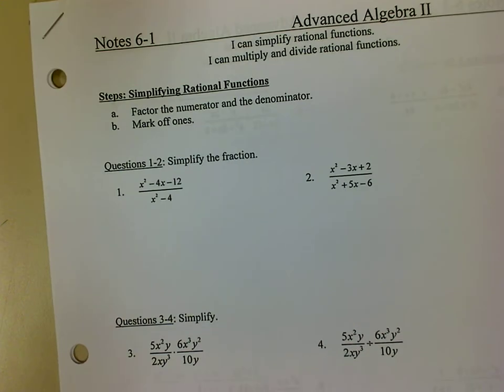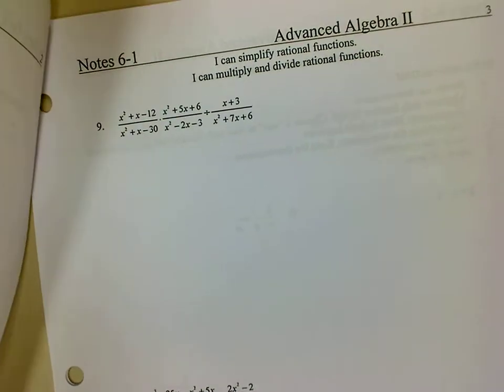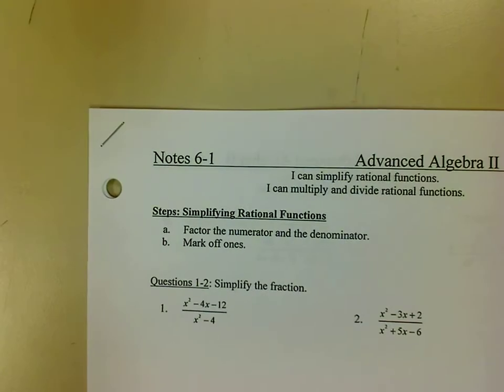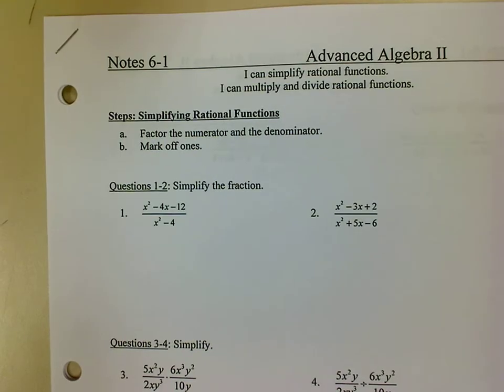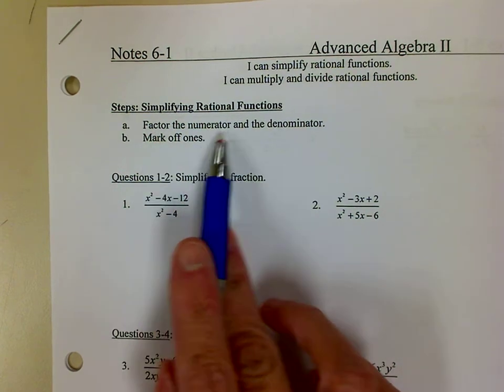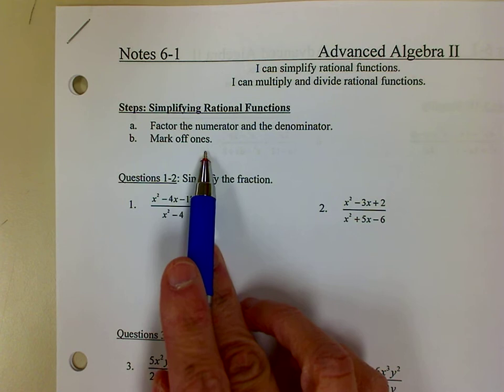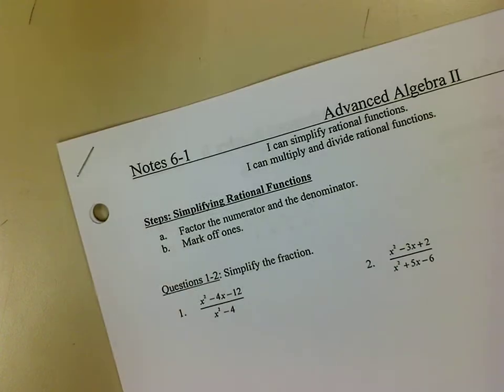All right, this is lesson 6.1, first lesson of the chapter. To do 6.1, you have to remember how to factor. On the first two, we're just going to factor the numerator and the denominator, and then you're going to mark off ones, which means whatever is the same on top and bottom, you just cancel those out.